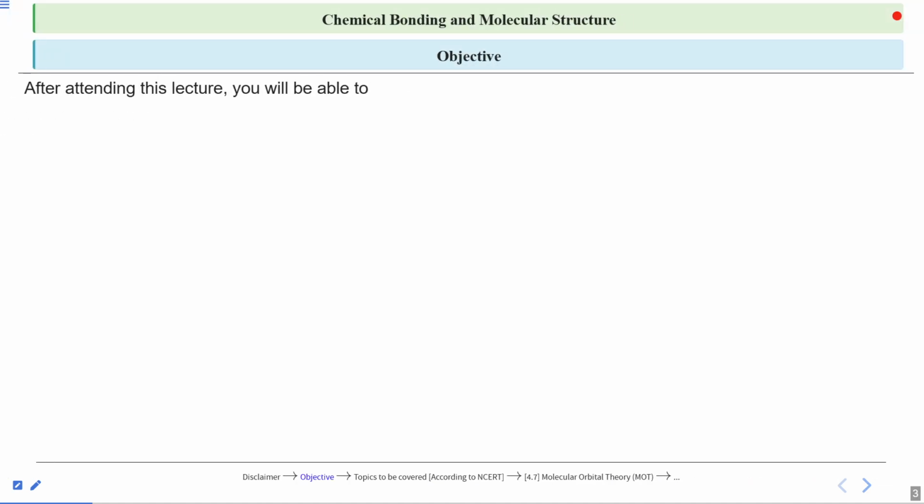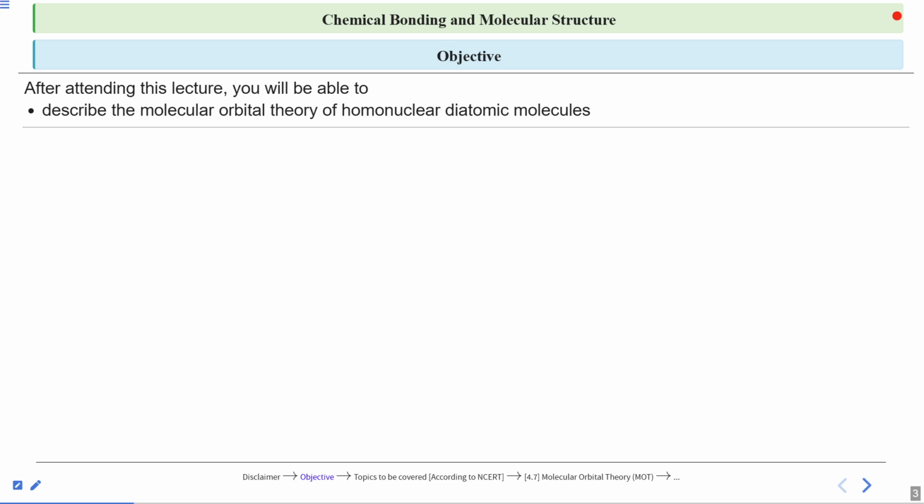So our today's objective would be to describe the molecular orbital theory. So we'll start with this objective, right? We'll discuss the basics included in this topic, and the application part will be covered in tomorrow's class. So today's focus will be on the basics of this molecular orbital theory.